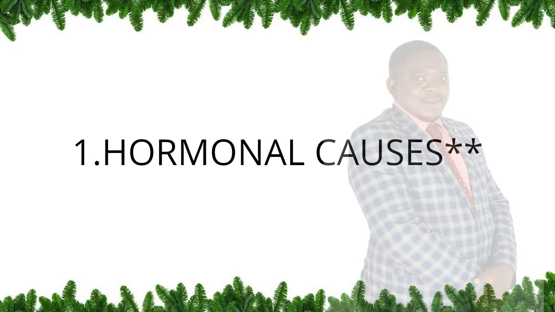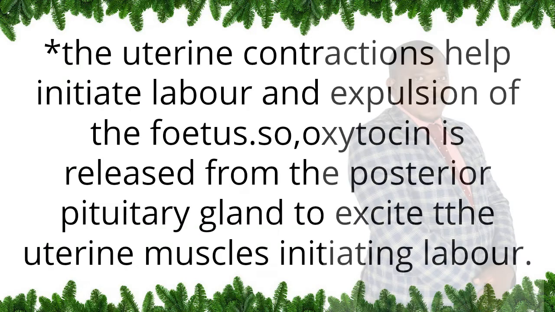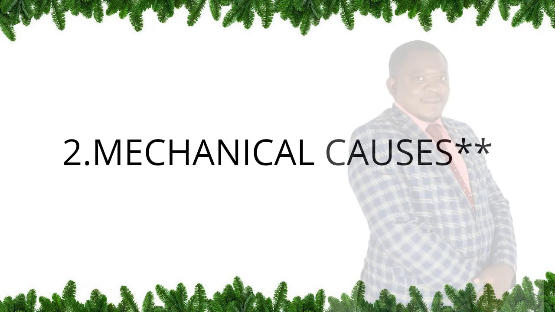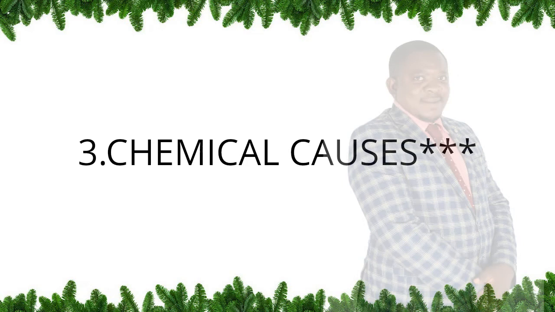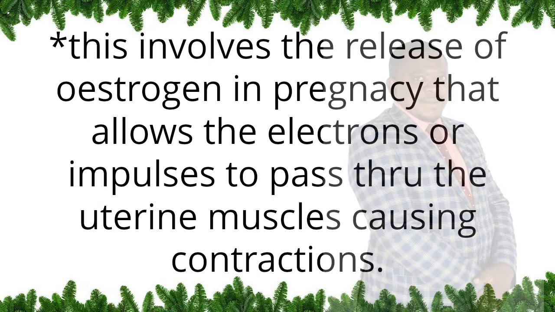Causes of labor. 1. Hormonal causes. The uterine contractions help initiate labor and expulsion of the fetus. So oxytocin is released from the posterior pituitary gland to excite uterine muscles, initiating labor. 2. Mechanical causes. This involves excitement of the uterine muscles by the overstretching of the uterus due to pressure of the fetus on the uterus, causing uterine contractions. 3. Chemical causes. This involves the release of estrogen in pregnancy that allows the impulses to pass through the uterine muscles, causing contractions.